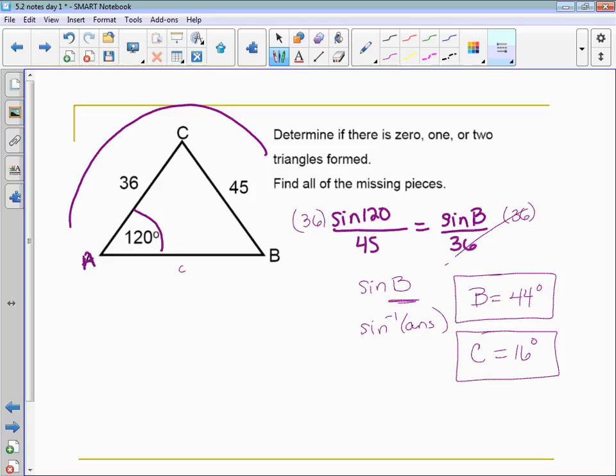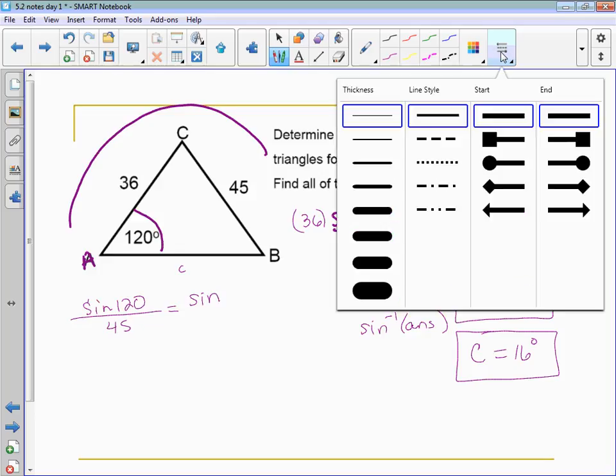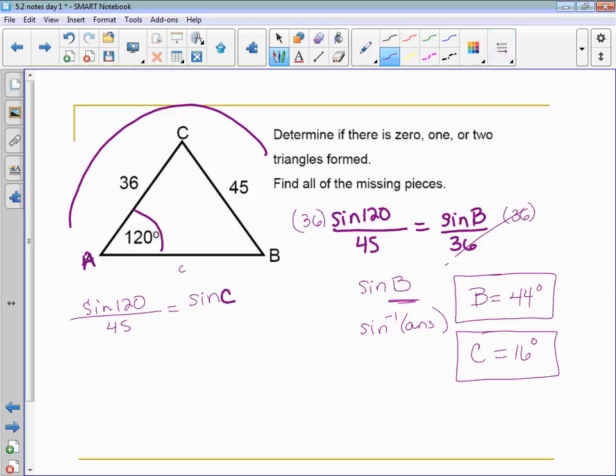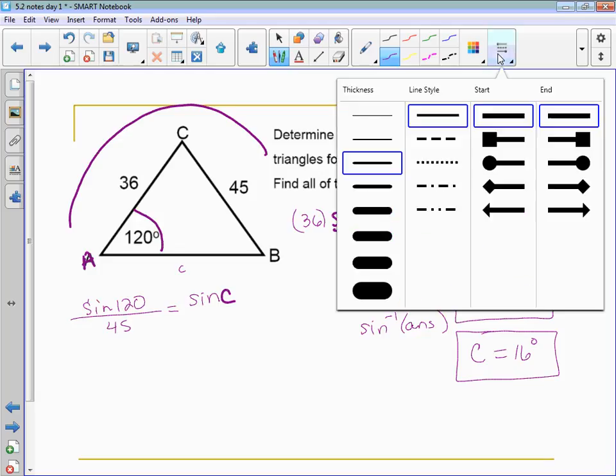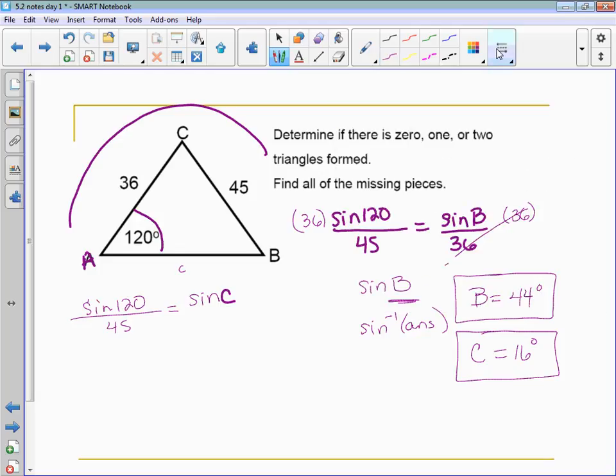So what is the only thing we are missing from our triangle here? The side C, right? Okay, so we have to go back to our law of sines. So I'm going to do sine of 120 over 45 equals sine of C, and I'm going to go ahead and put in C like that because I know I need to use the stored value of C from my calculator, and then we're looking for little c.